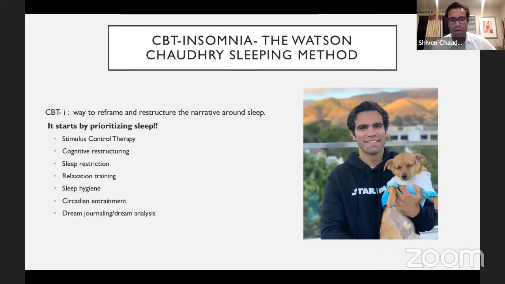This is an important part of prioritizing sleep, because I would argue that if you are not asking your patients about their dreams when you're doing an insomnia or sleep intake, you're doing it incorrectly, because dreaming is integral to sleeping. If you're not asking your patients about their dreams, you're doing an incomplete job.